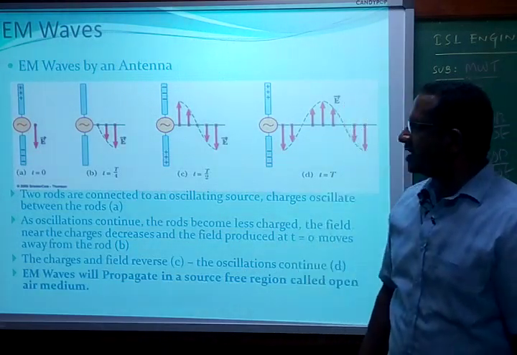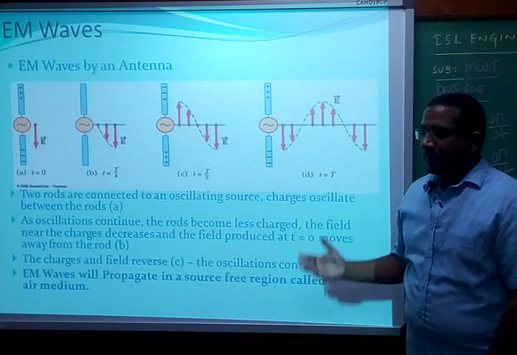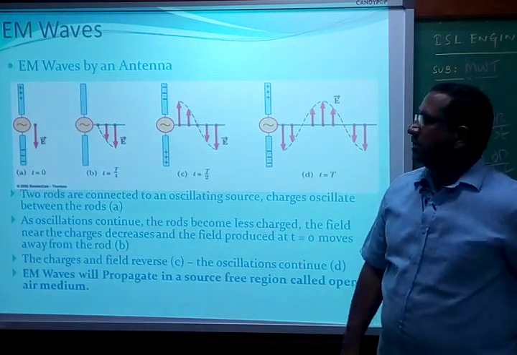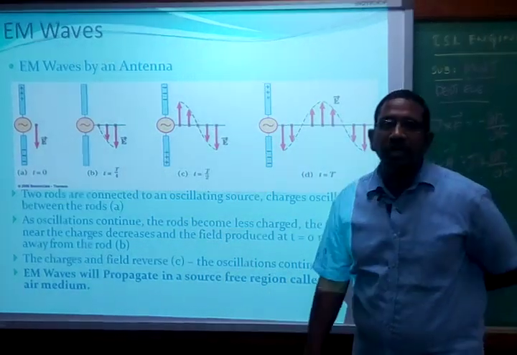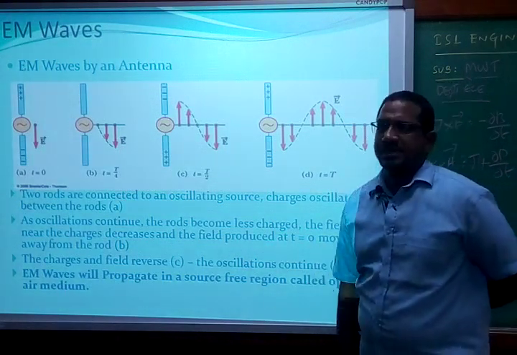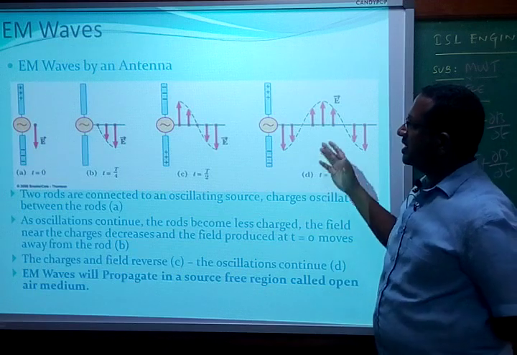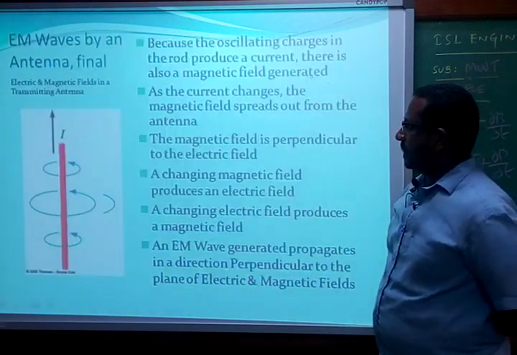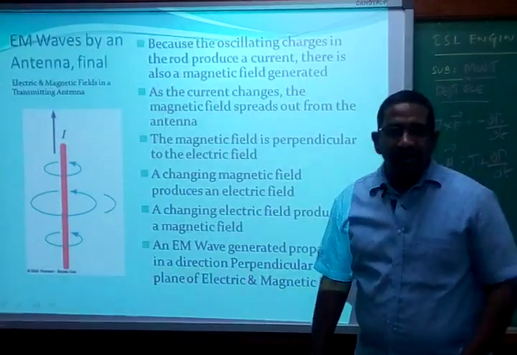Now we have to understand the propagation details. That means how an EM wave propagates in the electromagnetic spectrum, in free space or in a waveguide. To understand that, we are going through all these basics. Then next, how an antenna transmits.